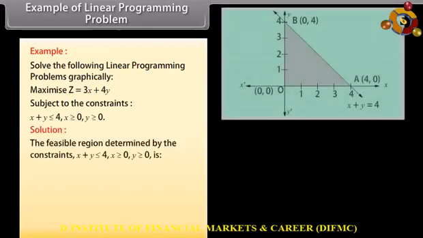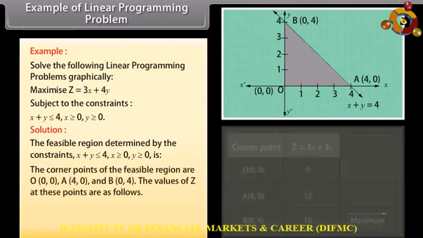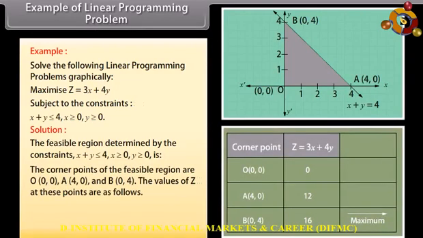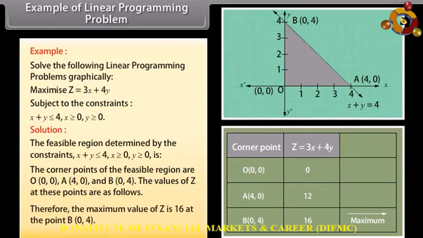Solution. The feasible region determined by the constraints x + y ≤ 4, x ≥ 0, y ≥ 0 is given in the figure. The corner points of the feasible region are O(0, 0), A(4, 0), and B(0, 4). The values of z at these points are as follows. Therefore, the maximum value of z is 16 at the point B(0, 4).